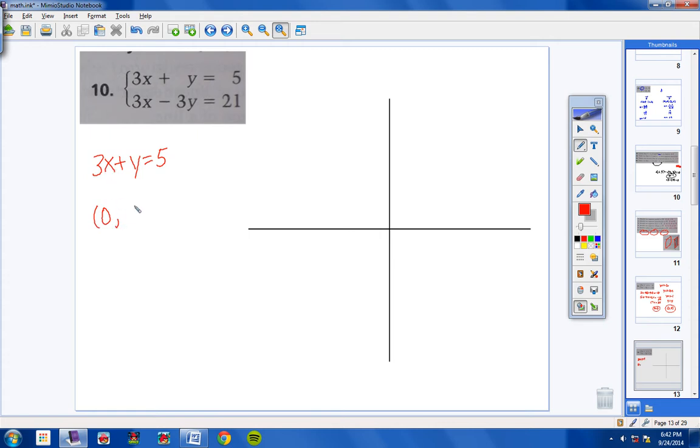If you put a 0 in for x, you get out 5 for y. Think about it. Put a 0 here. 3 times 0 is 0. 0 plus y is y. Y equals 5. Then I'm going to put a 0 in for y. Remember, students, this is called the double intercept method.